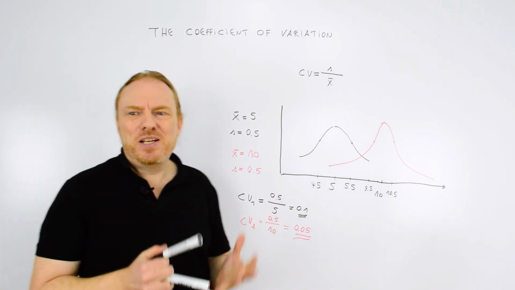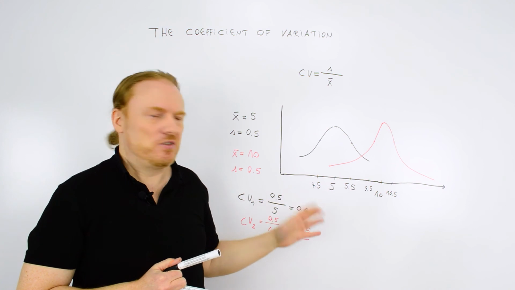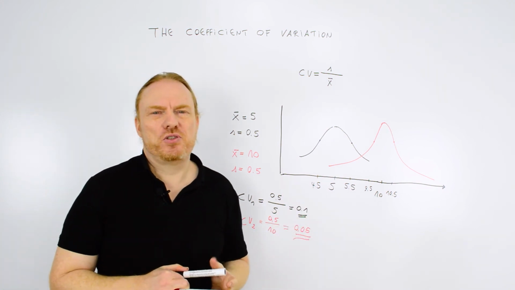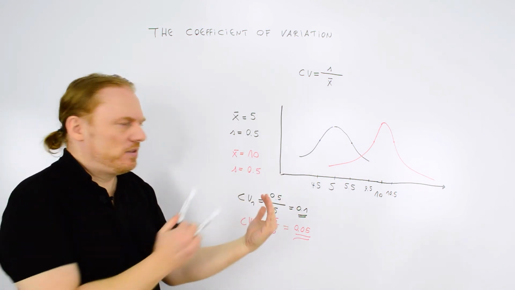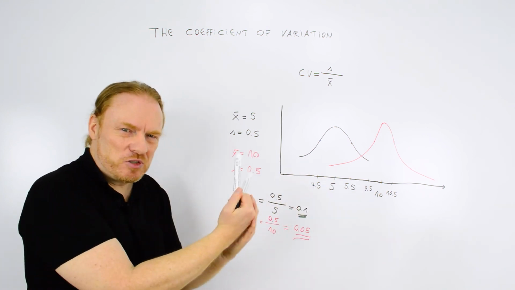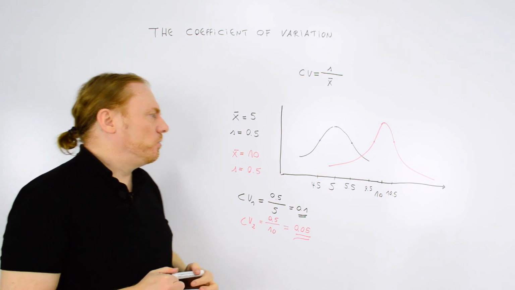Now, the relative dispersion of the black distribution is twice as much as the relative dispersion of the red distribution, and therefore it's much more dispersed. I'm sorry, it's much more dispersed, the black one, than the red one is.